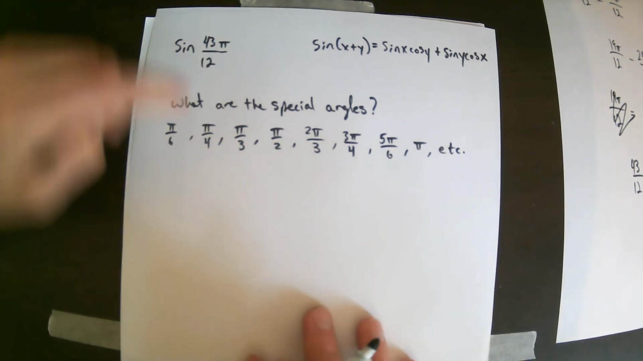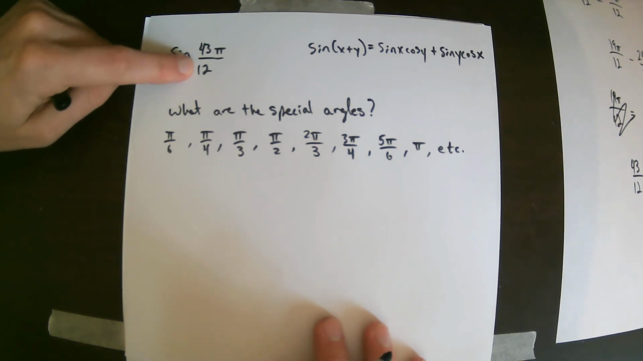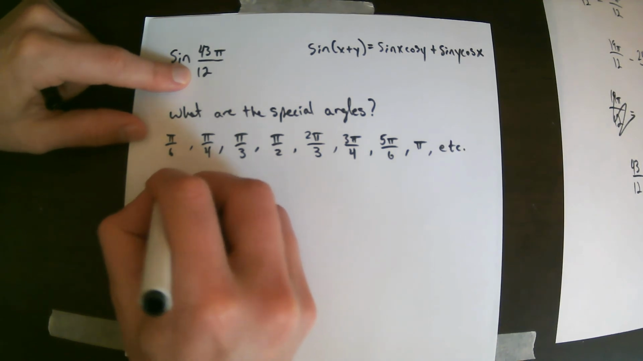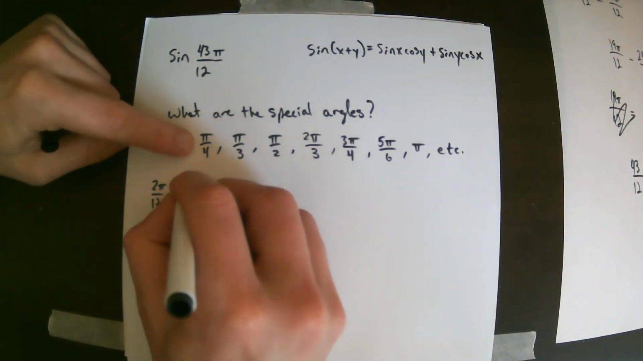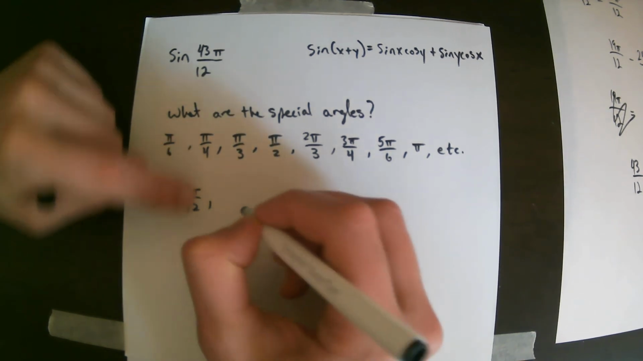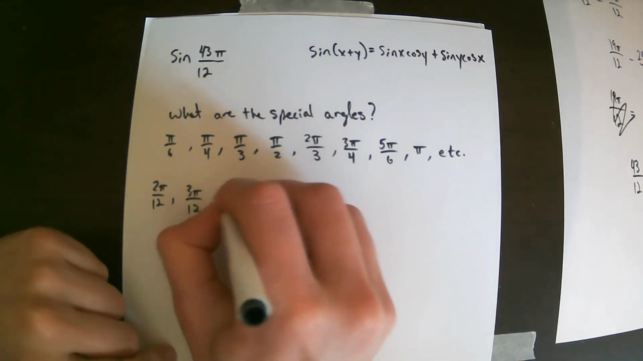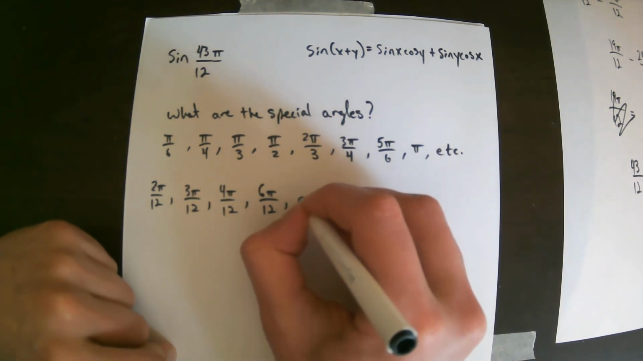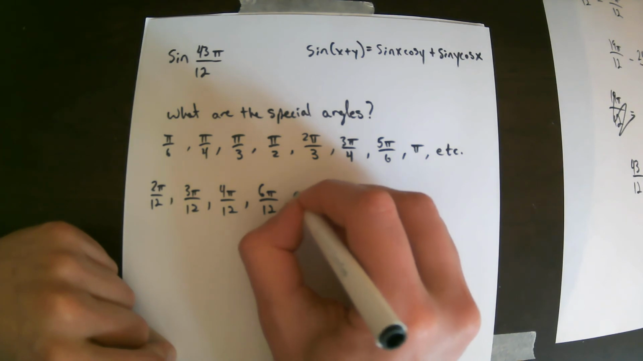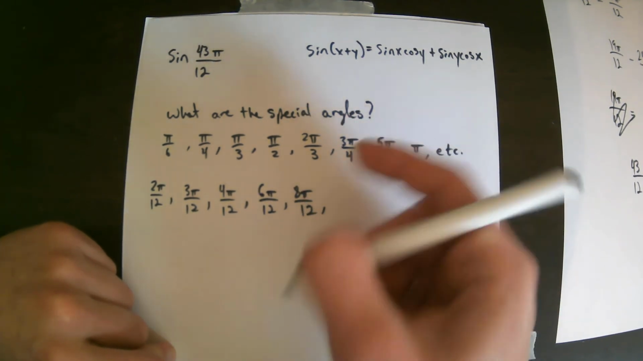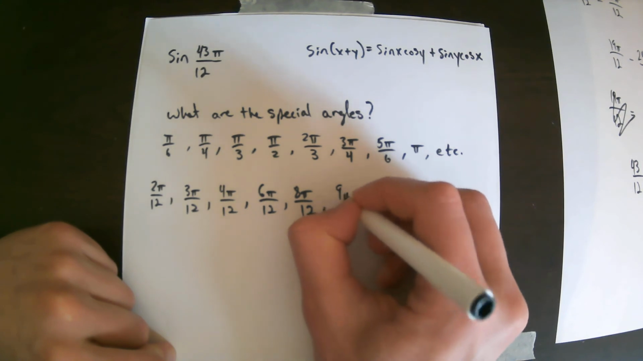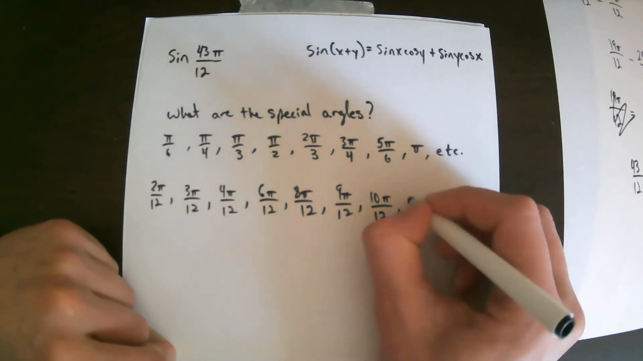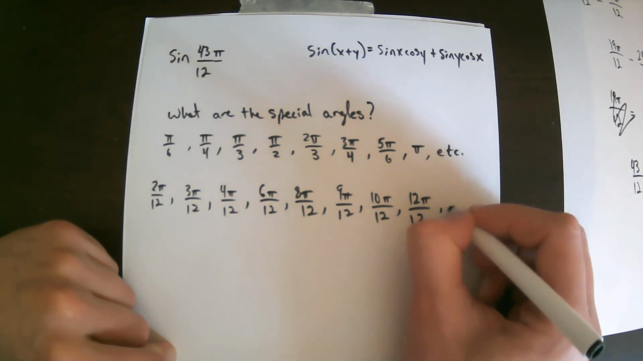But we want them in terms of denominators of 12. So I could write this as 2 pi on 12. This one would be 3 pi on 12. These are still special angles, just written with the denominator of 12. I could write this as 8 pi on 12. This 3 pi on 4 could be 9 pi on 12. 10 pi on 12. 12 pi on 12, etc.